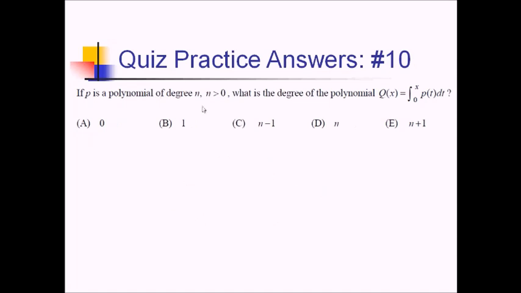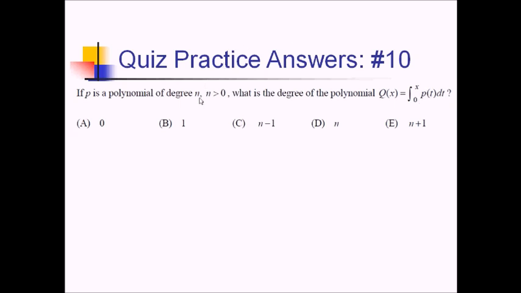This problem is actually a pretty quick one. Let's say that p is a polynomial of degree n, greater than 0. We want to know the degree of the polynomial q of x equals the integral from 0 to x of p of t dt.